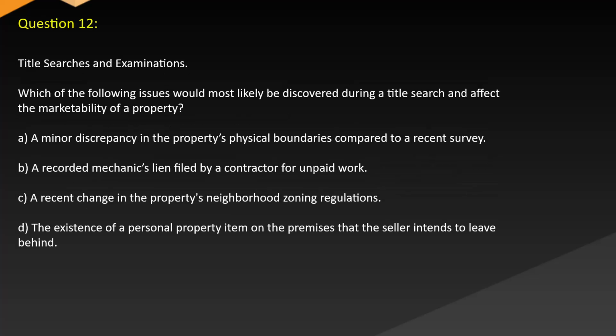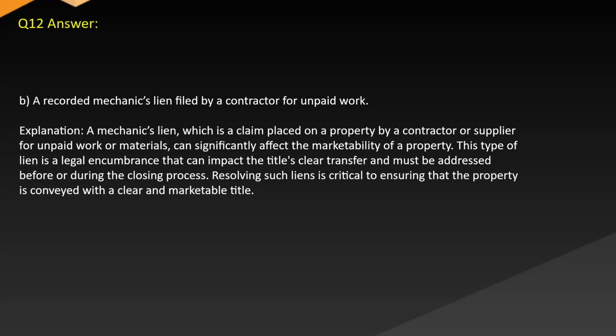Question 12. Title searches and examinations. Which of the following issues would most likely be discovered during a title search and affect the marketability of a property? A. A minor discrepancy in the property's physical boundaries compared to a recent survey. B. A recorded mechanics lien filed by a contractor for unpaid work. C. A recent change in the property's neighborhood zoning regulations. D. The existence of a personal property item on the premises that the seller intends to leave behind. Answer: B. A recorded mechanics lien filed by a contractor for unpaid work.